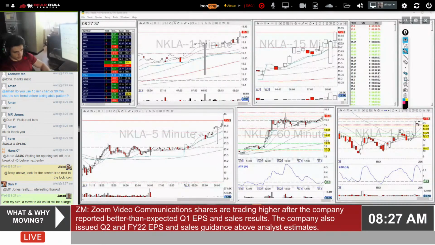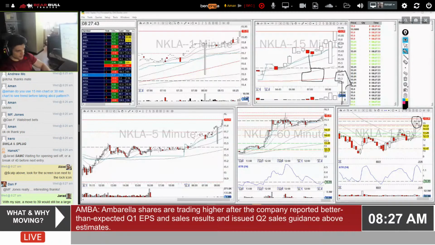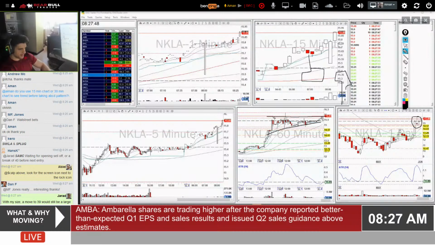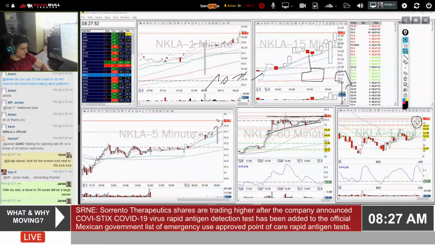And now look at this. Remember what I told you? This is my favorite pattern to the long side. The reverse hammer followed by a hammer. This is my favorite to the long side. Looking at the 60-minute chart, we're uptrending and there is a clear pattern, ascending triangle. NKLA is 100% something I'm watching today for a breakout.